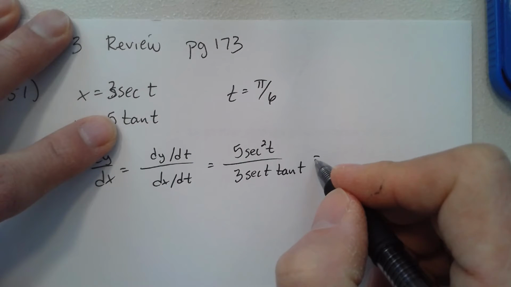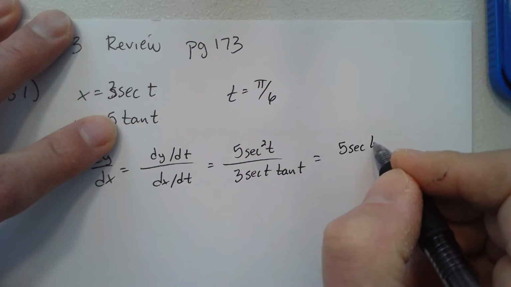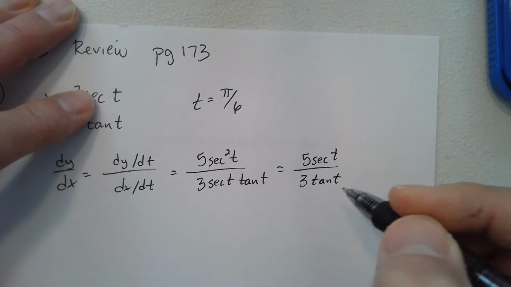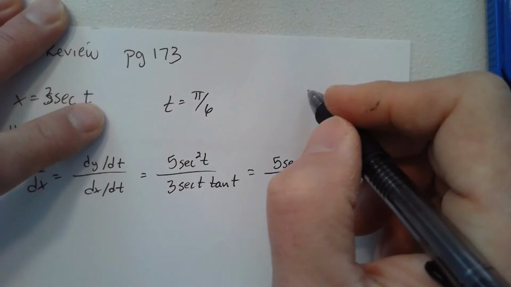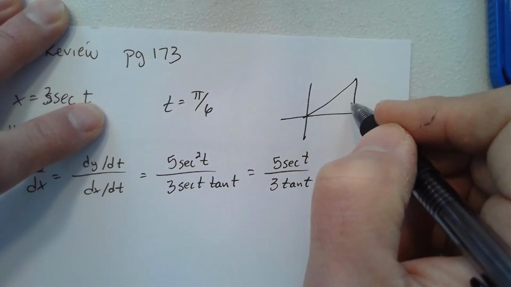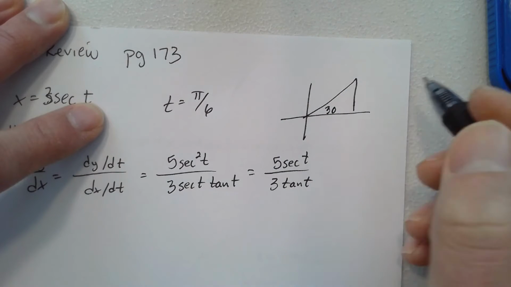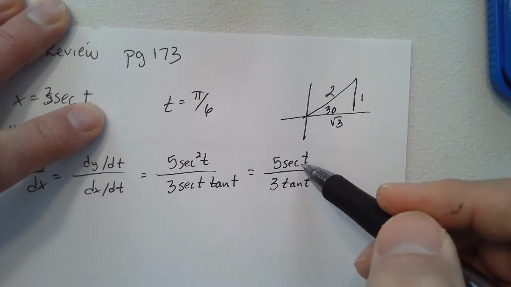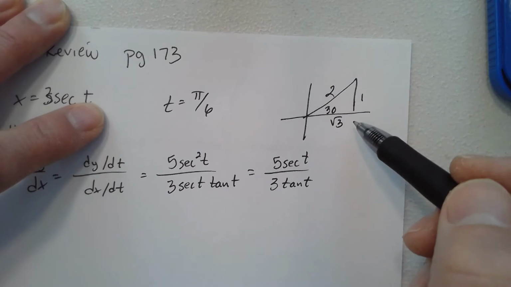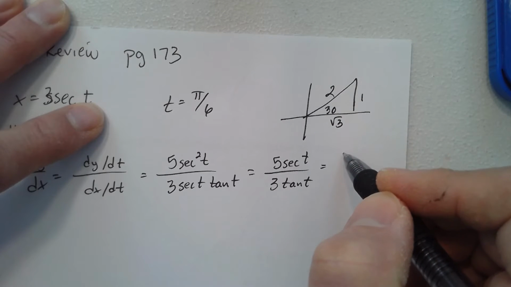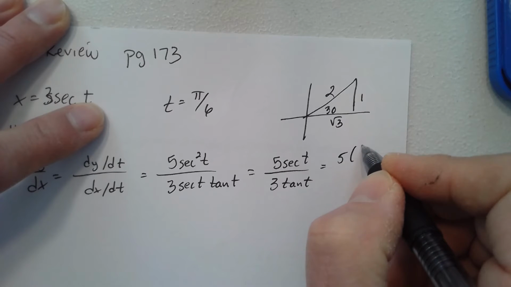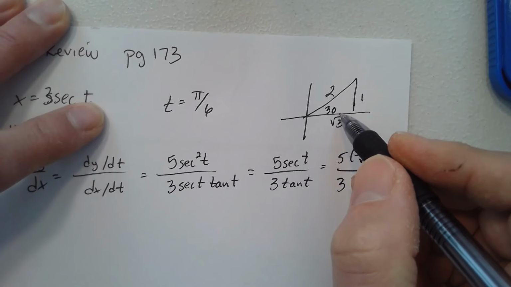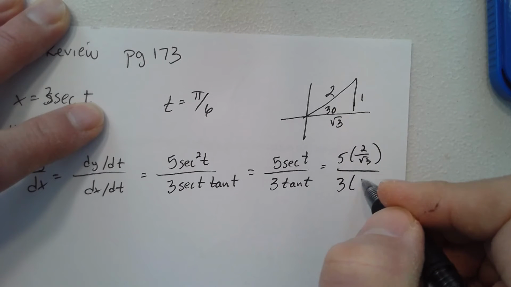So one of those secants can divide out. Okay, and we might be able to simplify that, but I'm just going to plug in pi over 6. So pi over 6 is a 30-degree angle, so 1, 2, square root of 3. So secant of pi over 6 is the reciprocal of cosine, so 2 over square root of 3, so it's 5 times 2 over square root of 3, over 3 times the tangent of pi over 6, so 1 over square root of 3.